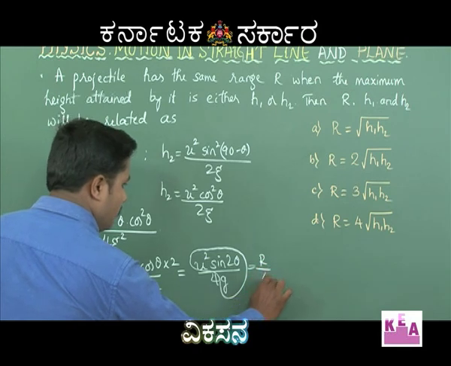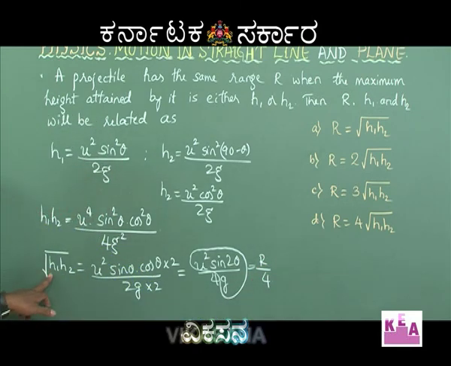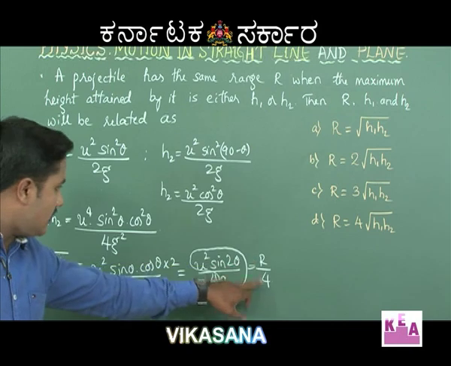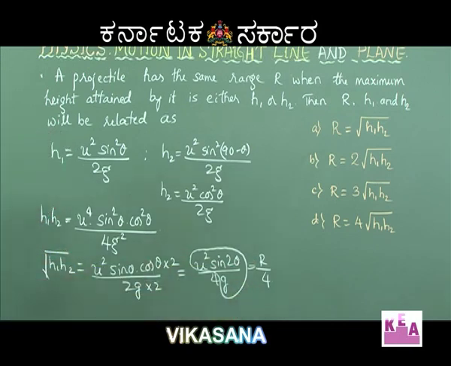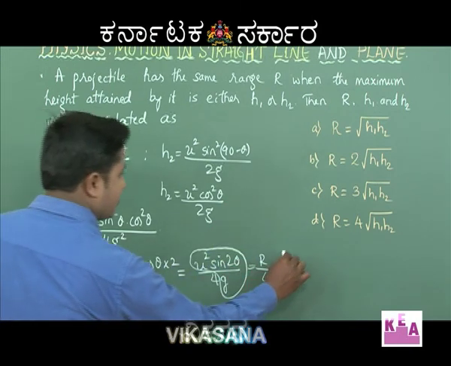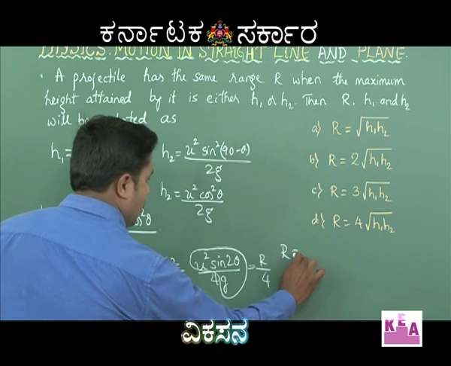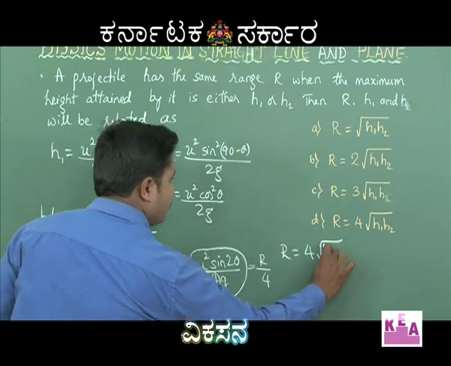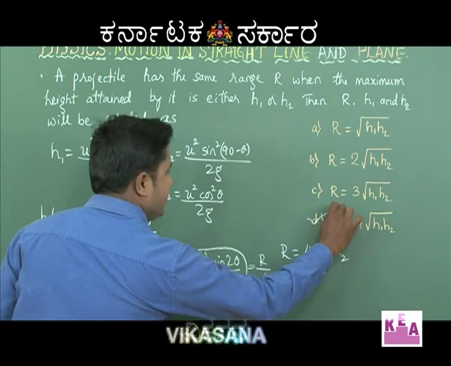So R by 4 is root of h1 h2. I want an expression for R, which is equal to 4 times root of h1 h2. Option D is the correct answer. I will write it out. R is equal to 4 times root of h1 h2. Option D is the right answer.